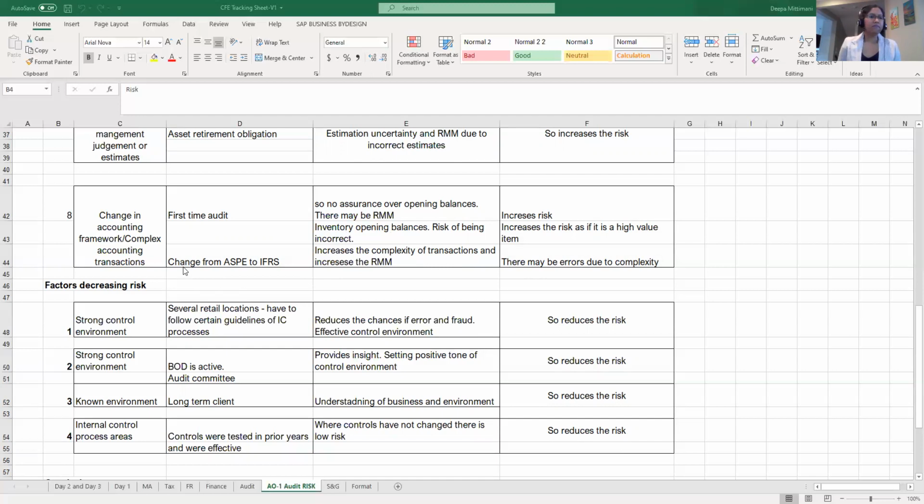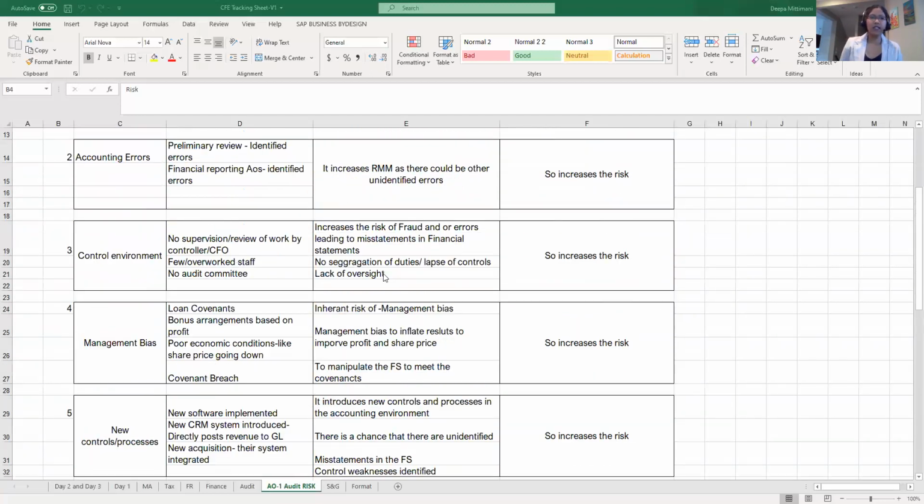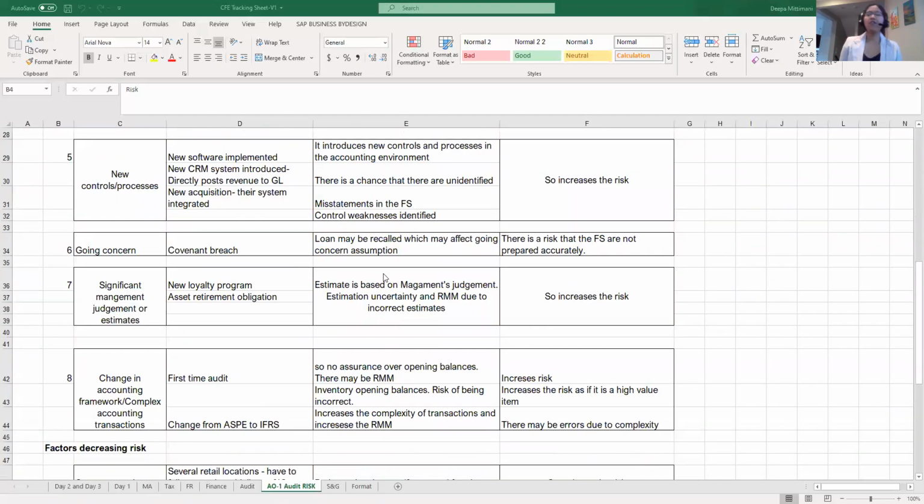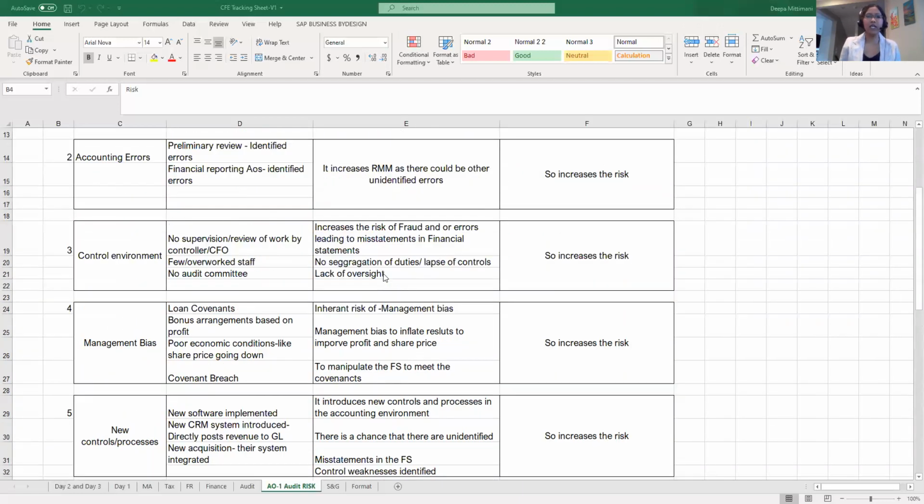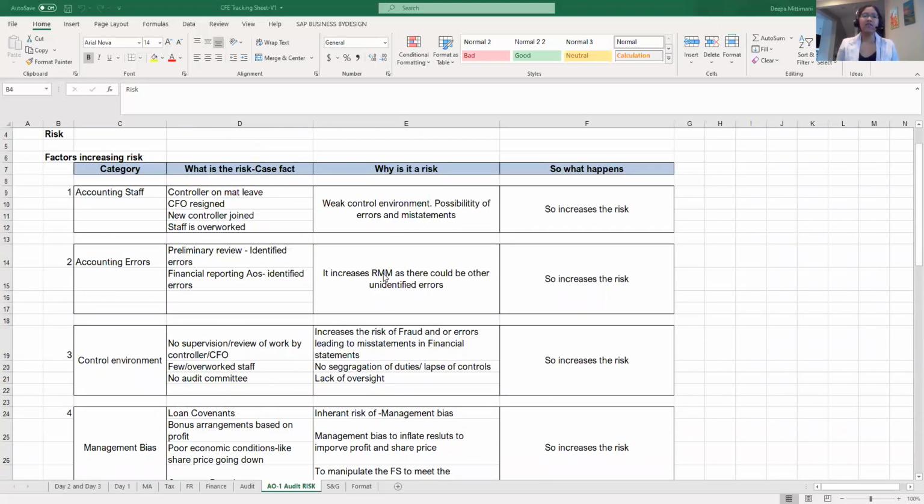So you will see that these are six, seven, eight factors or eight categories, I would say. And the case facts would be integrated, which would fall within these eight categories. So if you prepare it ahead of time, like a format or something like that, it becomes easier to attempt that AO in the quickest manner possible during the exam scenario, so that you're not wasting too much time.